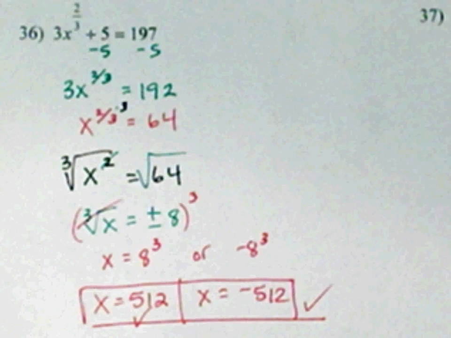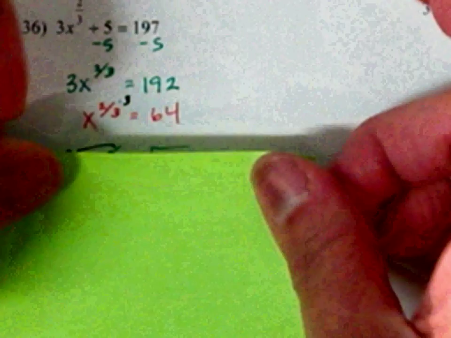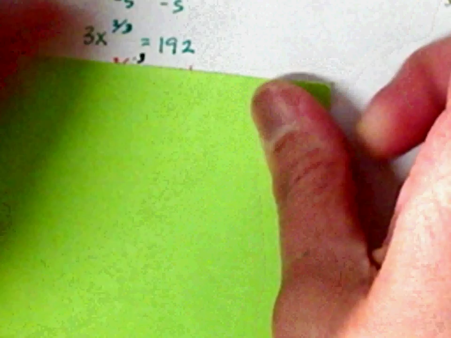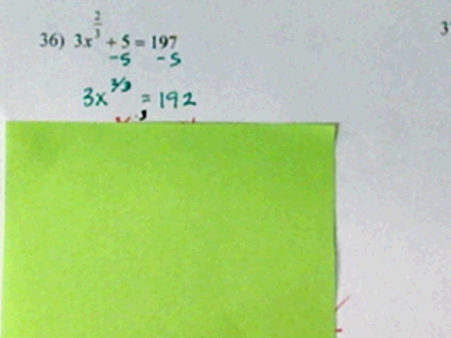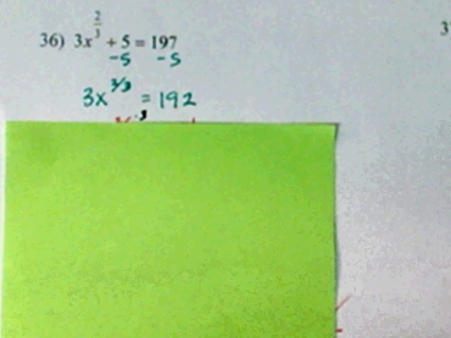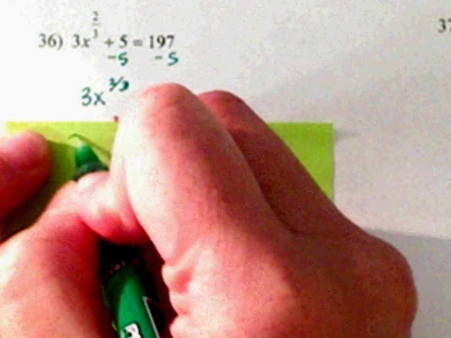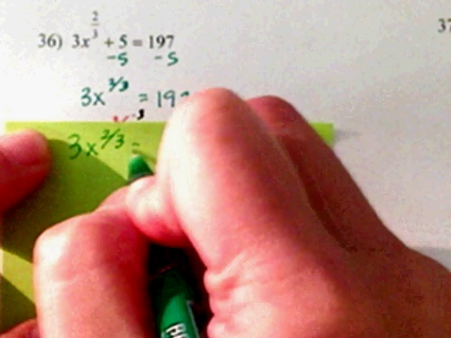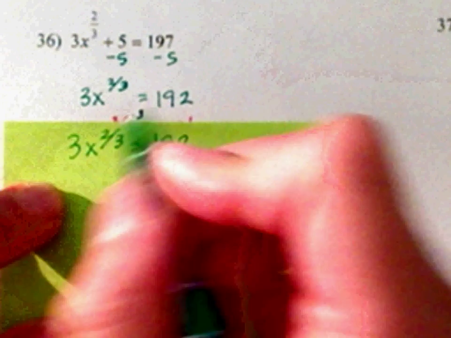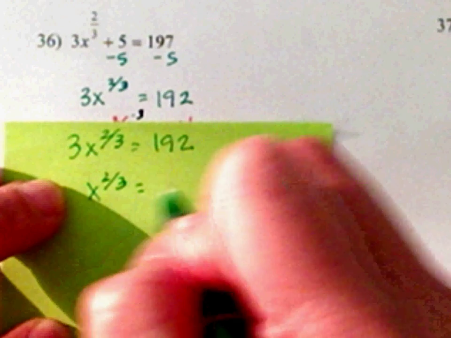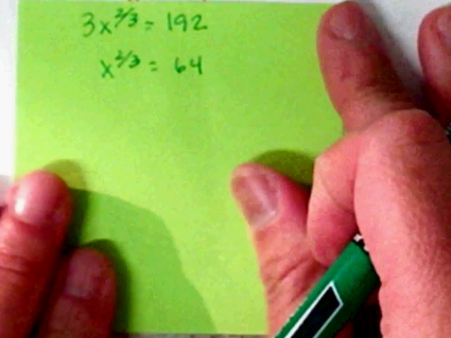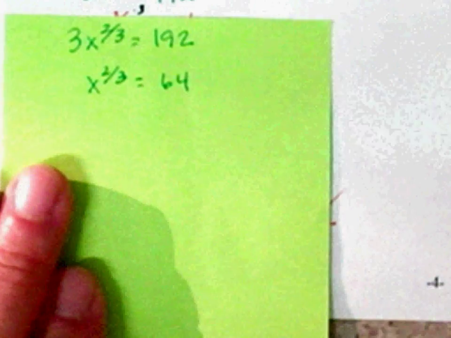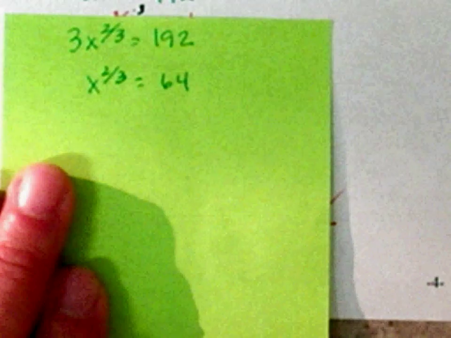Let me show you this part right here. This is another way I would have done it, okay? Here we go. So you got 3x to the 2/3 equals 192. You divide by 3. That is equal to 64. Is that right? Yep. Okay, right there. So this is where I am, okay? Now, I'm going to multiply both sides by 3. You just get a bigger number.